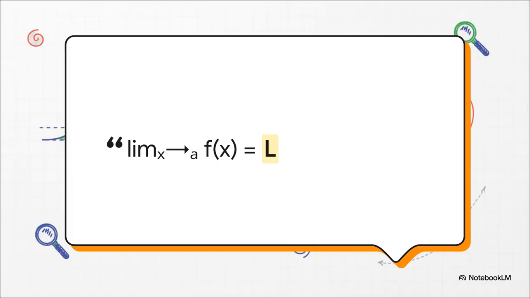And this is how we write it all down. Now I know, it looks a little fancy, but I promise it's pretty simple. LIM just stands for limit. That part underneath, the x arrow a, just means as x gets closer and closer to the number a. And L is that special value, the limit, that our function is zeroing in on. It's the language we use to describe what a function is trying to do.